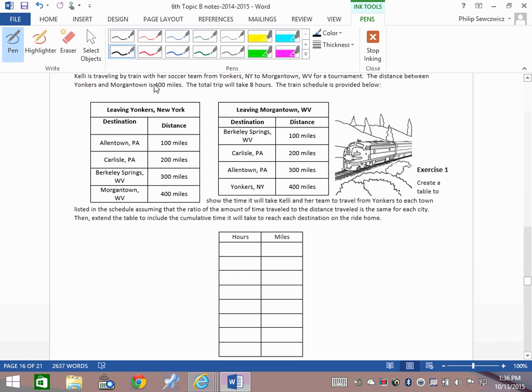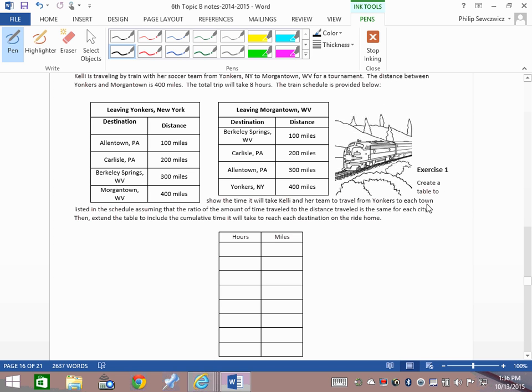We got Kelly here. She's traveling by train with her soccer team from Yonkers, New York, which is an actual place. Funny to say, but it is real, to Morgantown, West Virginia for a tournament. The distance between Yonkers and Morgantown is 400 miles. The total trip will take 8 hours. The train schedule is provided below. Okay, so there's all of our information.